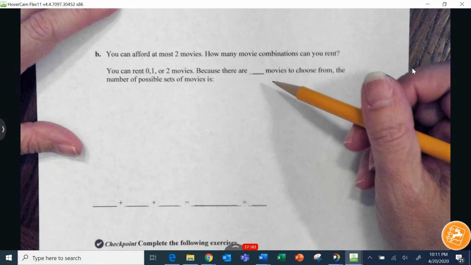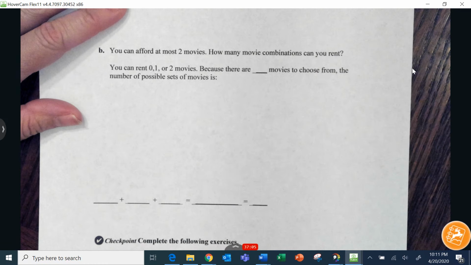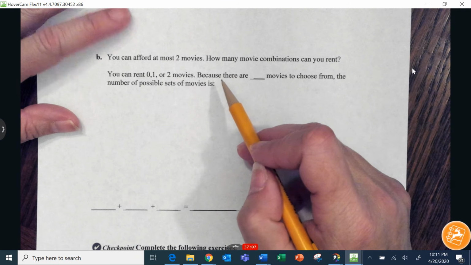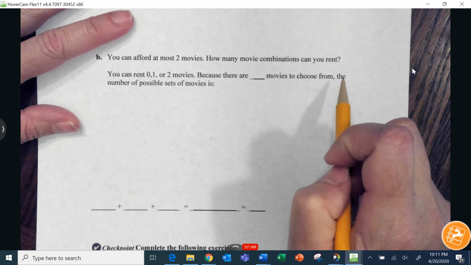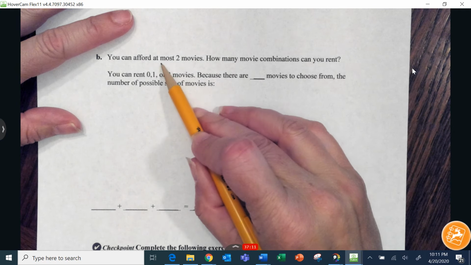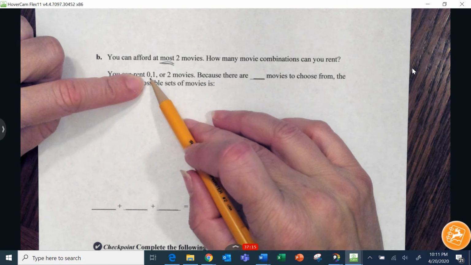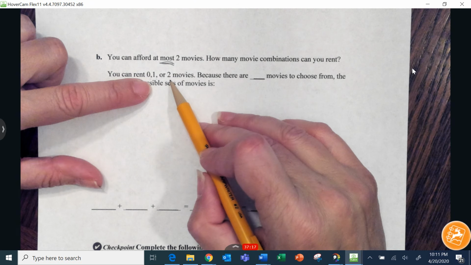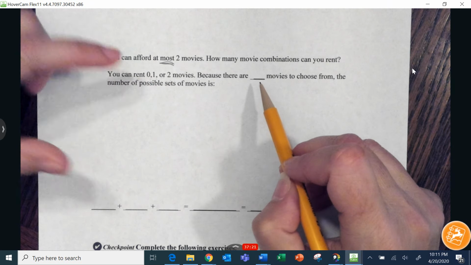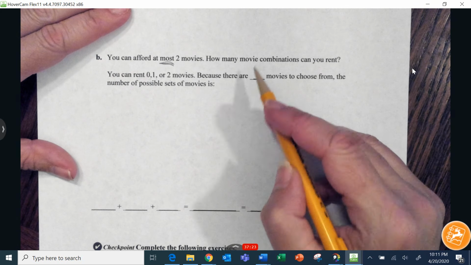So this is using that same information. You can afford at most 2 movies. How many movie combinations can you rent? So at most 2 movies means you don't have to rent 2. You could rent 0, or you could rent 1, or you could rent 2 movies. And how many different movies possible are there? We have to add up.